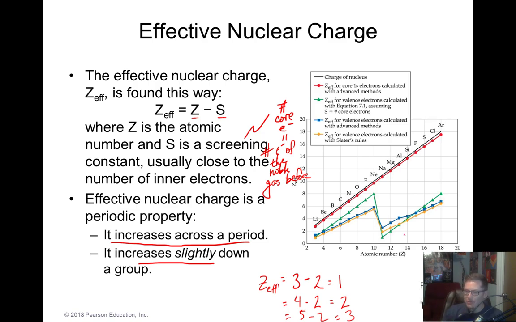So anyway, that allows us to get a better idea. The two things you need to know about Z effective are where it comes from and why it increases as we go across a group. And you need to know this trend.